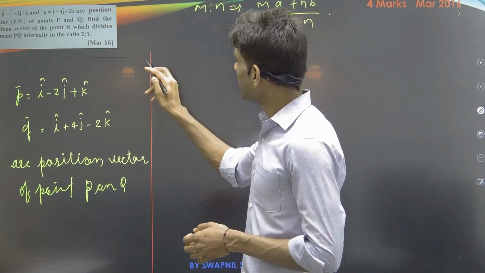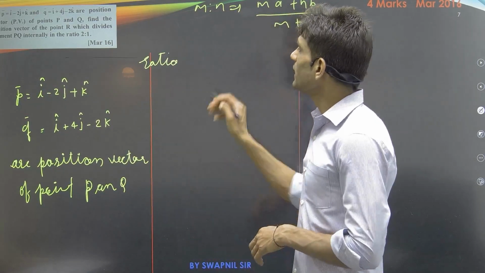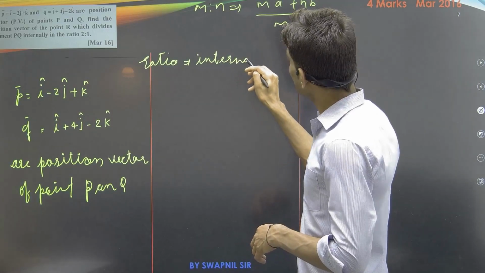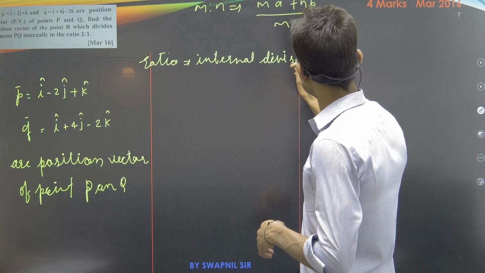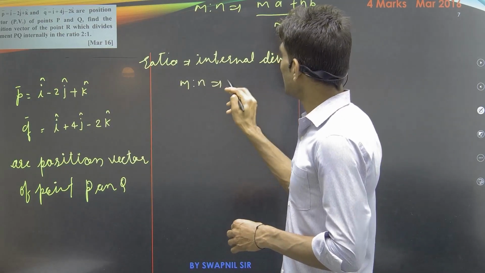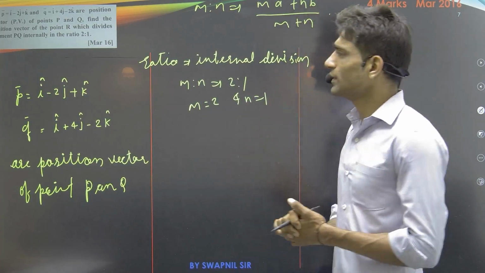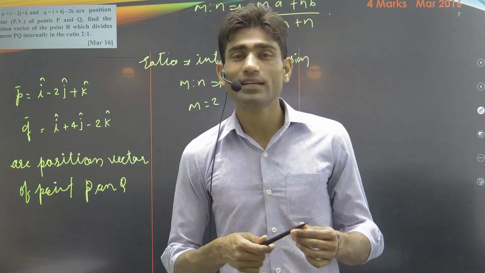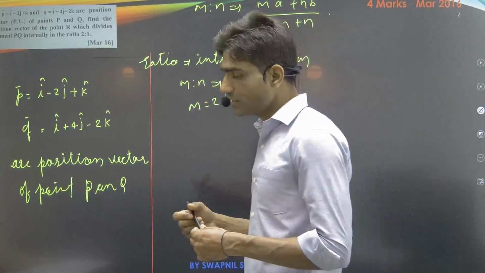The ratio for internal division of this line is given as m is to n, which means 2:1. That means m is 2 and n is 1. So these are the required conditions given in our theorem. Now apply these conditions in the section formula for internal division, and you will get the required answer. Now we just need to do the substitution.